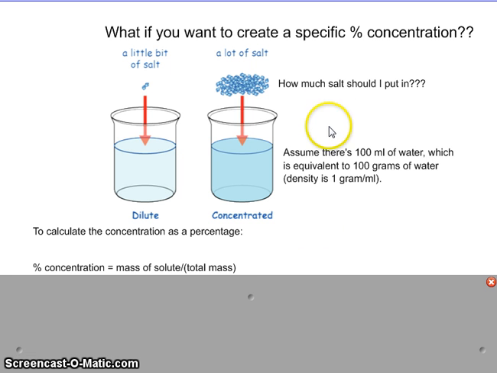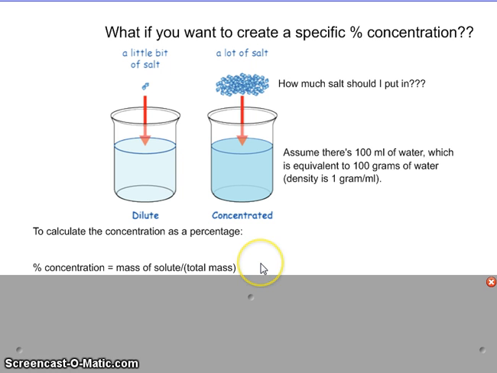So the question then really becomes, how much salt should I put in? And to make things a little bit simple for the moment, we're going to assume that we're going to make 100 milliliters. We'll use 100 milliliters of water. That's going to give us a total mass of somewhat more than 100 grams. But that's probably a simple thing for us to start with. You could start with a different amount of water if you wanted to, but here's just one simple way to proceed.